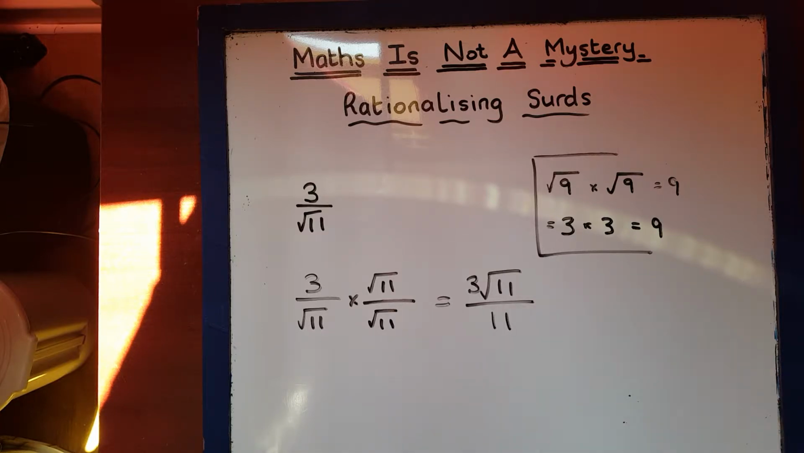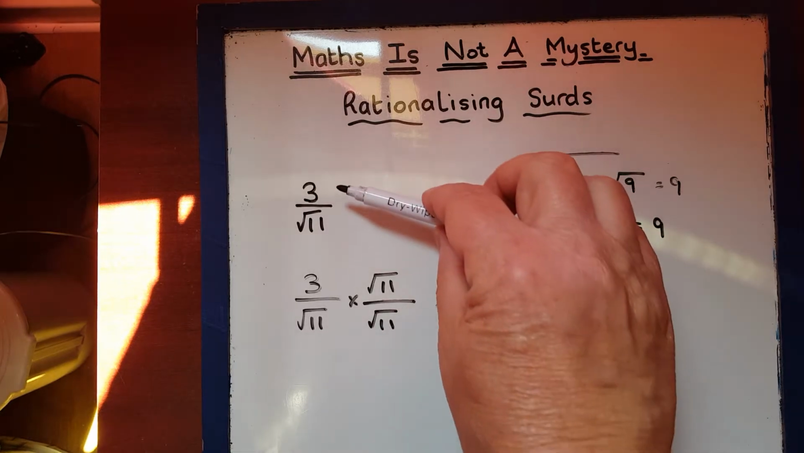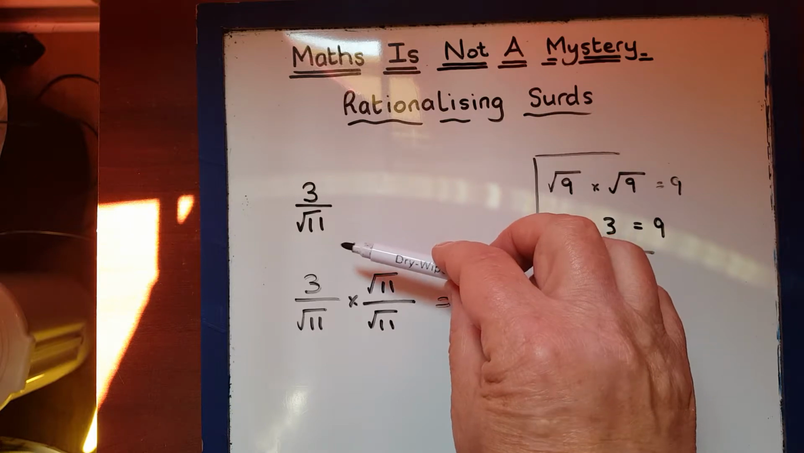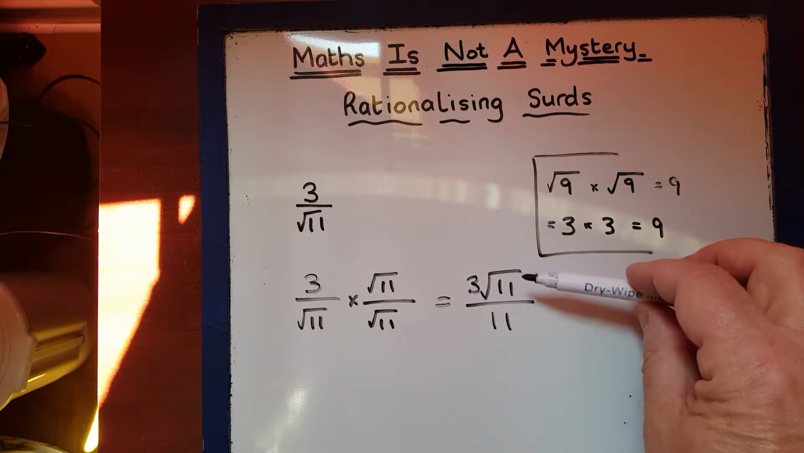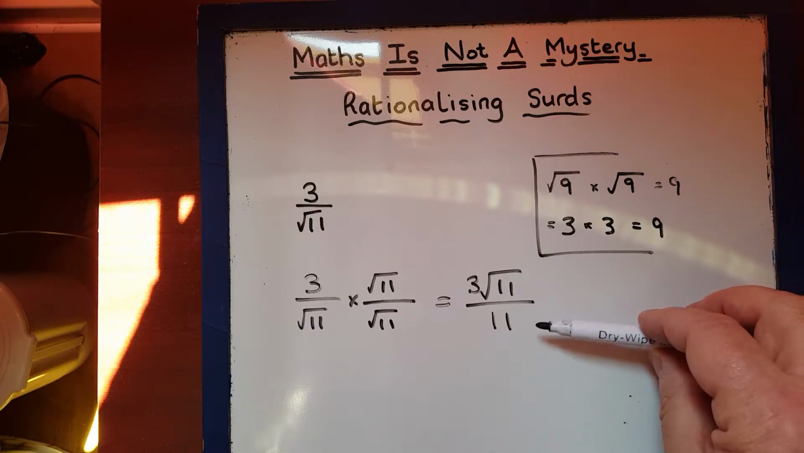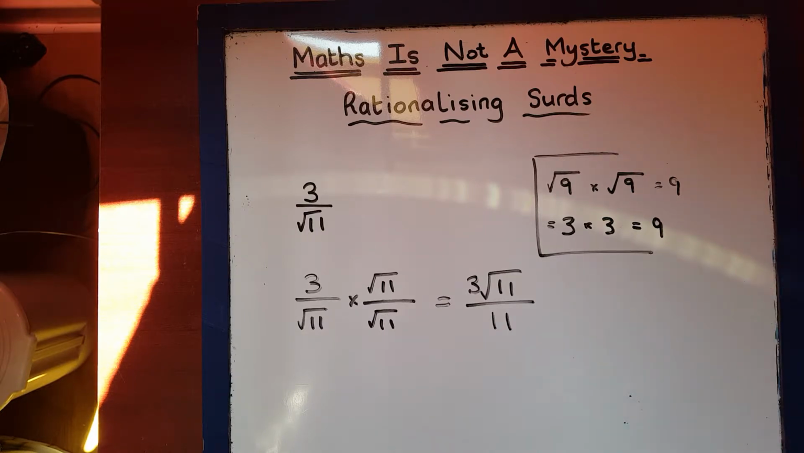Realistically, it doesn't make life much easier for us, because instead of 3 divided by this weird number, the square root of 11, you've now got a different weird number, 3 lots of the square root of 11, but it's been divided by a real number, by 11. And somehow that seems to make most mathematicians much happier, because they're dividing by something that you can actually divide by. So that's what rationalising is.